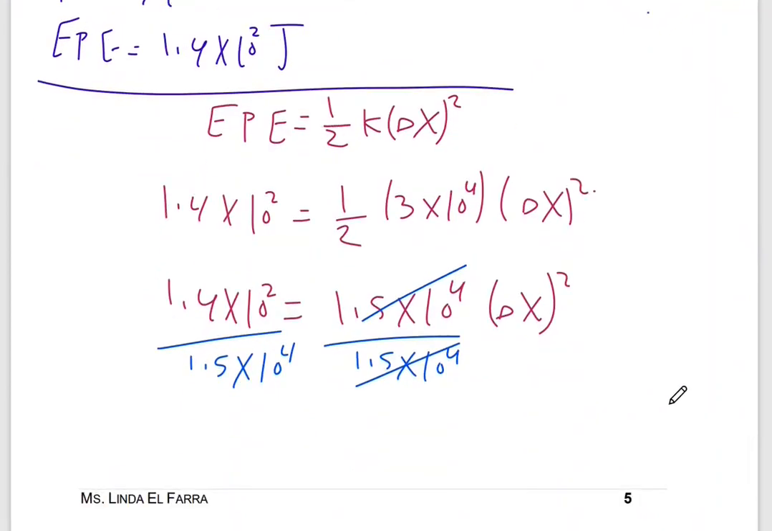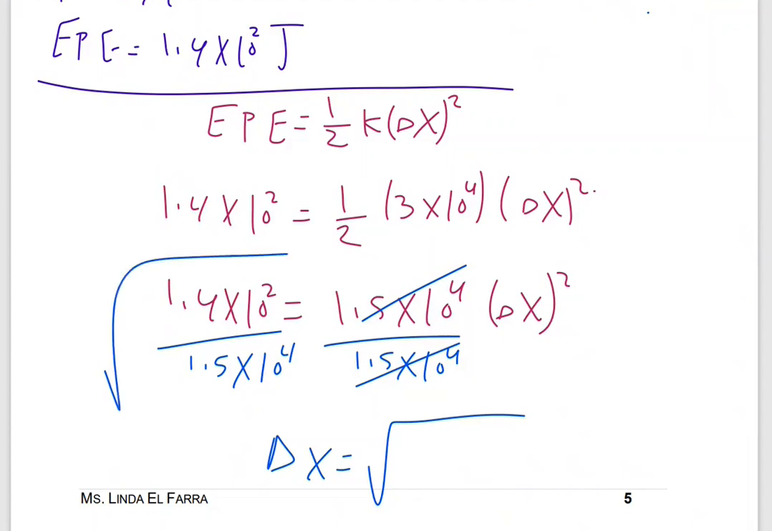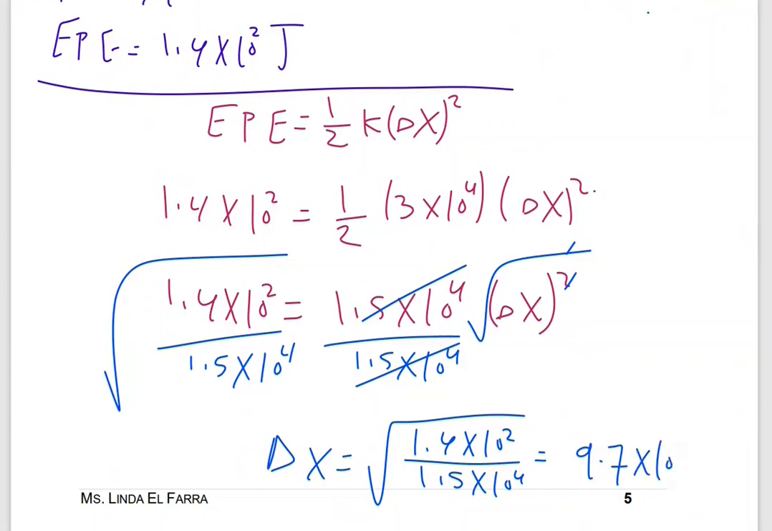I need delta X, so I have to take the square root for both sides. So delta X will be square root. To get rid of the square, take a square root for both sides. So square root of 1.4 times 10 to the power 2 divided by 1.5 times 10 to the power 4, and this will equal 9.7 times 10 to the power negative 2.